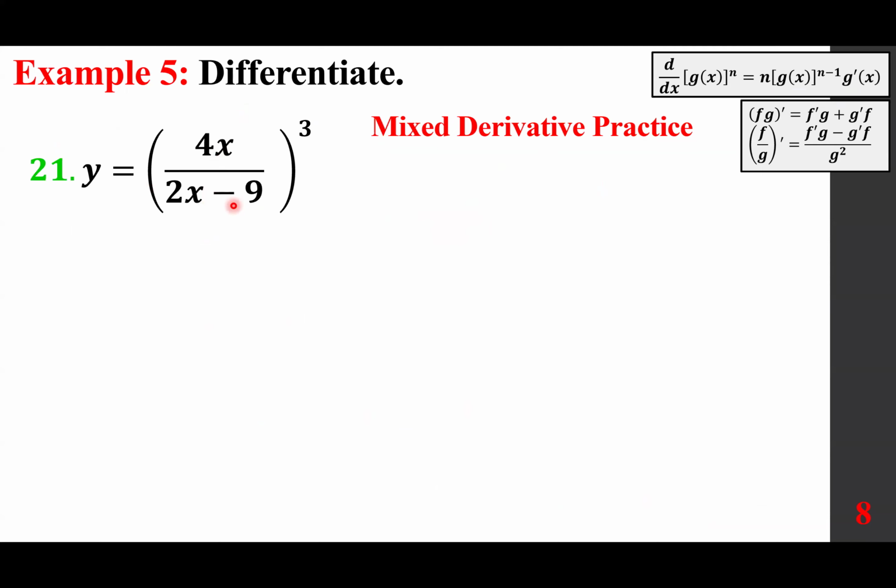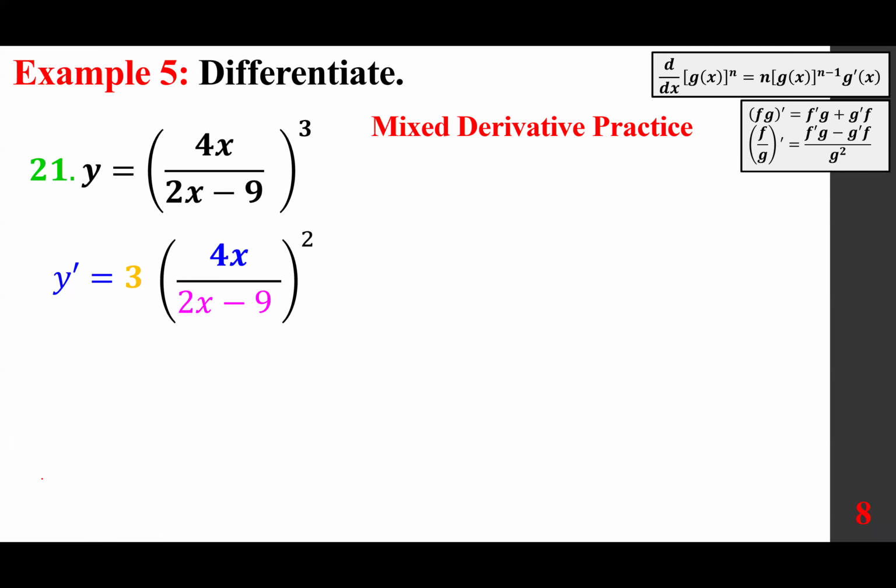Y is 4x over 2x minus 9 quantity cubed. We want to differentiate that, and we're going to start with the extended power rule. So first we start with the 3. Then the whole thing to the power of 2, that means squared. And now the derivative of the inside, that's the extended power rule.